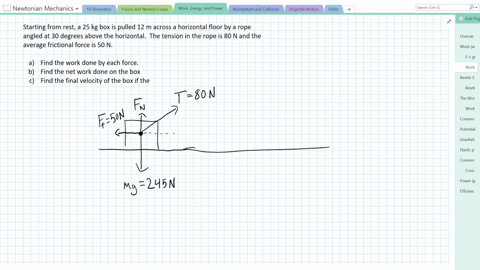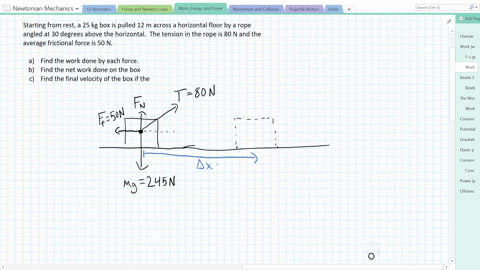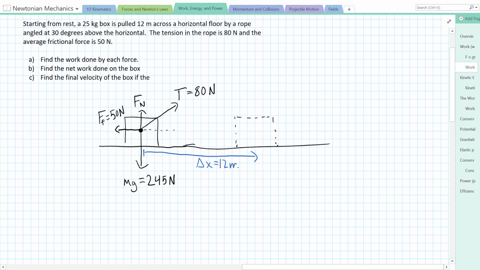We pull our box a distance of, this is our delta x, and our box gets pulled a distance of, it tells us it's 12 meters, so I'm going to label that in my diagram. Delta x is 12 meters.